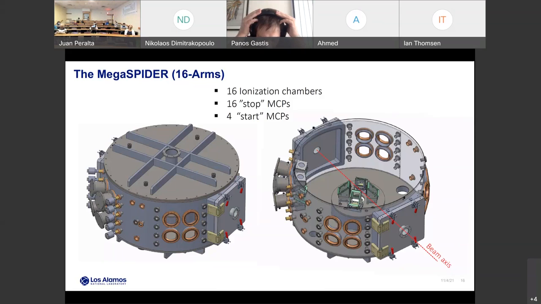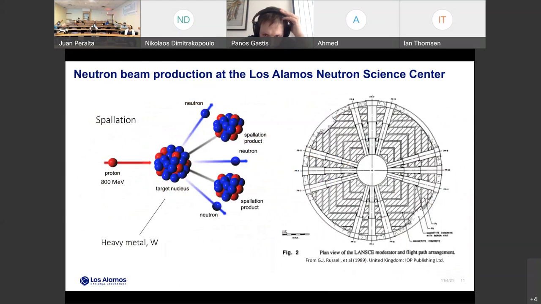Just a curiosity. When you explained the flight path of the neutrons, I didn't get how you construct that. Yeah, exactly, the picture on the right. So how do you direct the neutrons inside those?